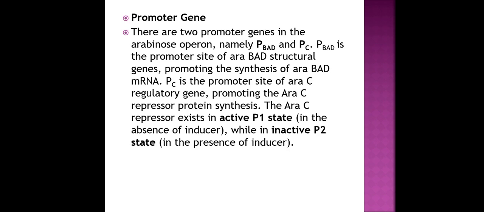The araC repressor exists in the active P1 state in the absence of inducer, that is in the absence of Arabinose, because we know that this araC acts as both activator and repressor. So the active P1 state is a repressor, and whenever it is in the P2 state, it is in the presence of inducer. Means whenever it is present in the active P1 state it acts as a repressor, and whenever in the P2 state it is in the inducer state.